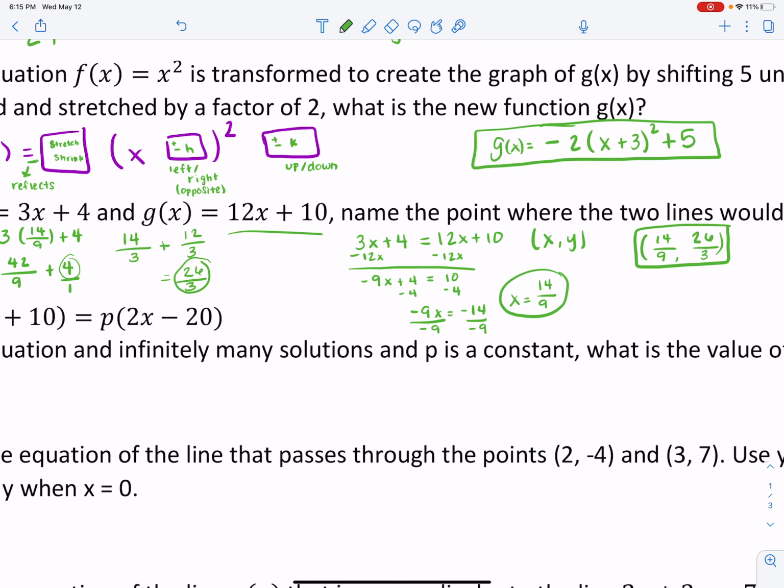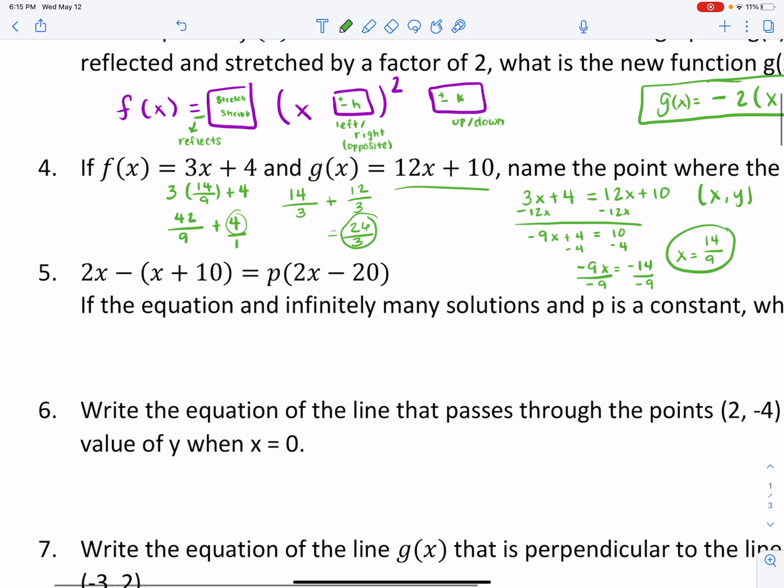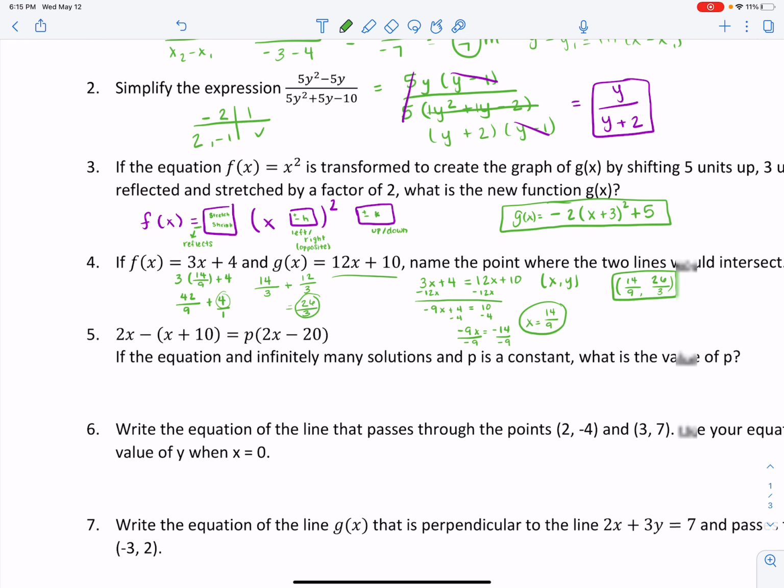All right, question number 5. 2x minus (x plus 10) equals p times (2x minus 20). If the equation, that should say has, infinitely many solutions, then p is a constant. What is the value of p?